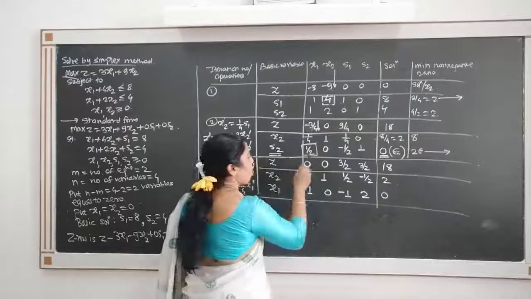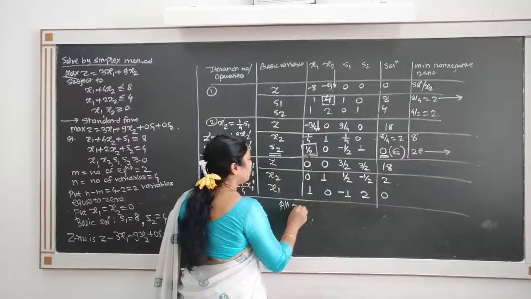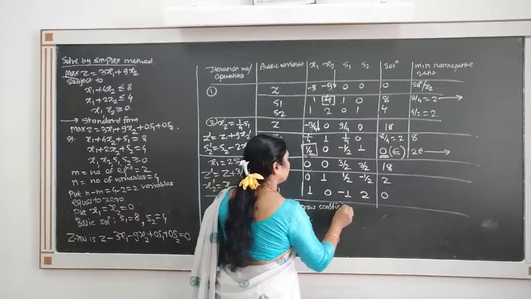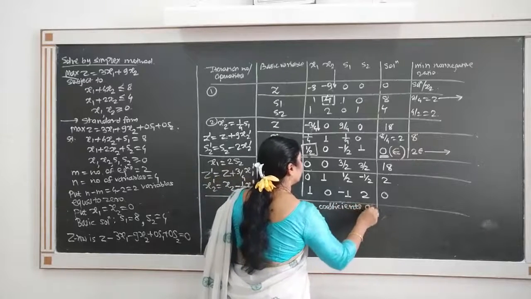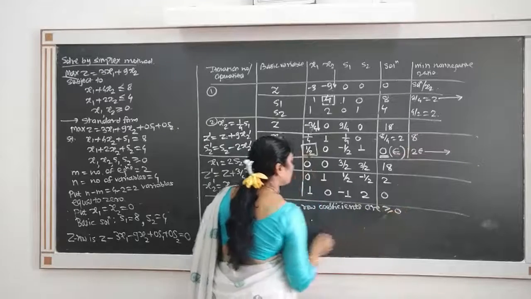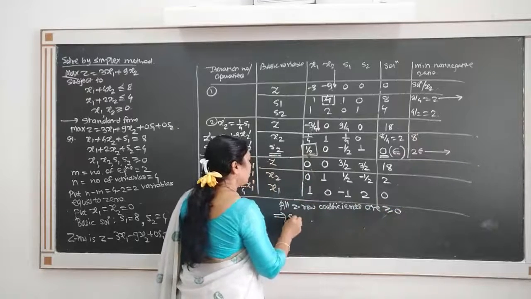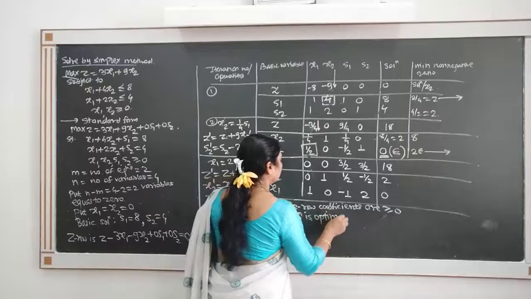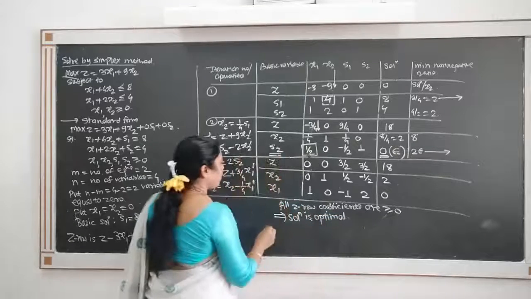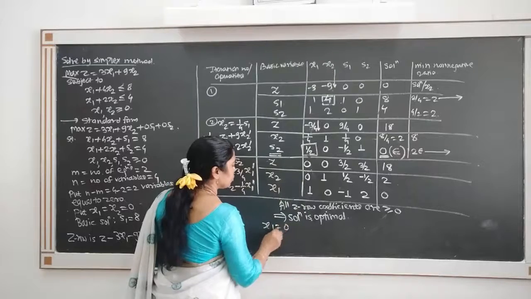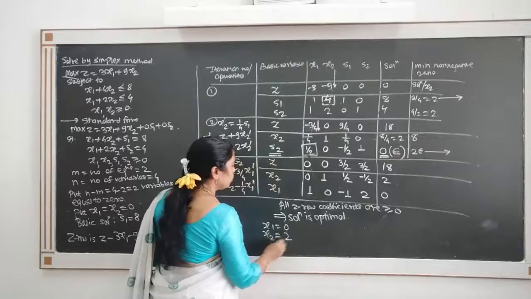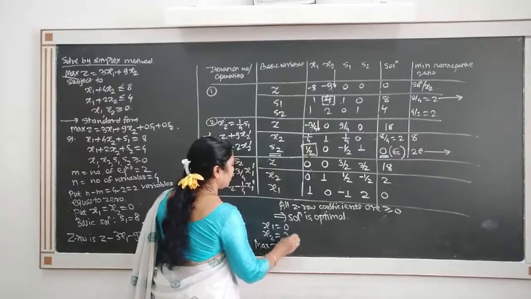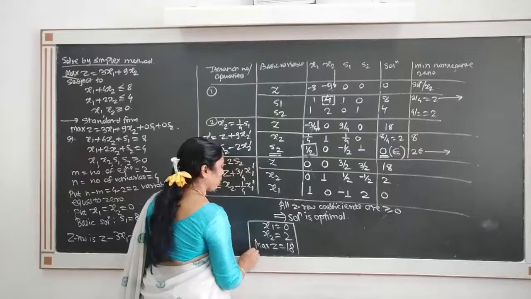Observe that all z row coefficients are greater than or equal to 0, implies that solution is optimal. Values of x1 0, x2 2, and maximum z is 18. So this is solution of the problem.